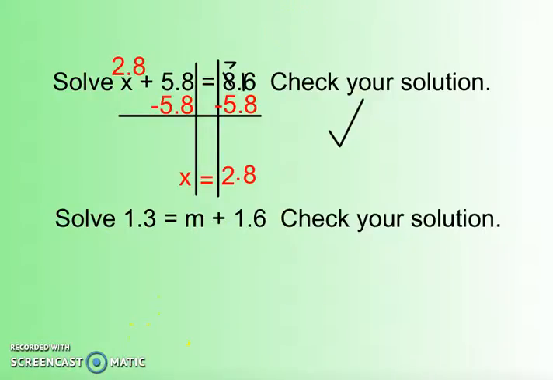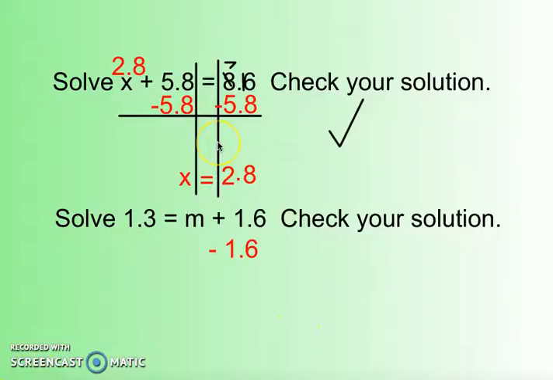How about this problem? How do I figure out what m is? Well, first of all, I notice addition again, so I'm going to do the opposite. The opposite is subtraction. So I'm going to do minus, and I'm going to subtract whatever's next to it, so we're going to do 1.6. And whatever I do on one side, I am going to do on the other side.